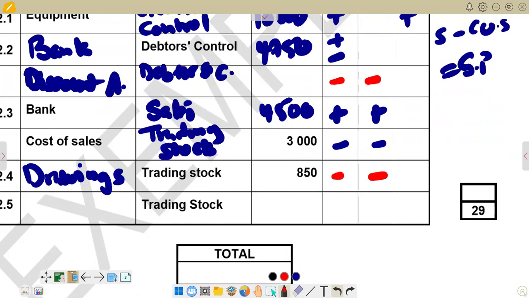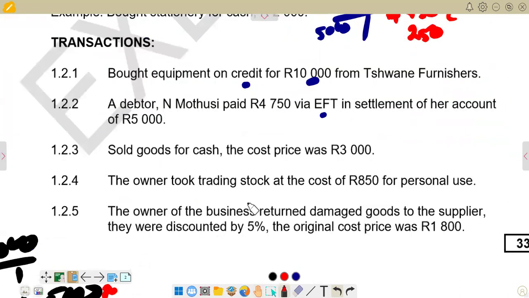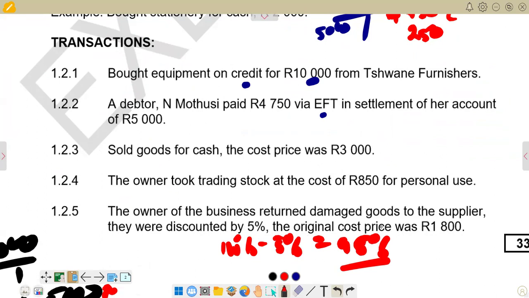Then we go to the last one, which is now our 1.2.5. The owner of the business returned damaged goods to the supplier. They were discounted by 5%. The original cost price was 1,800. So this was the original cost price. So discounted by 5%, it means 100% minus 5%, obviously we are left with 95%. So 95% of the total is the value of those goods after discount.